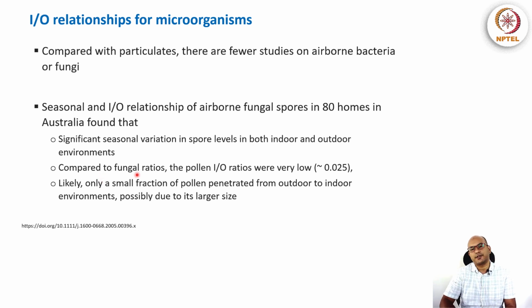Compared to fungal I by O ratios, the pollen I by O ratios were very low, almost 0.025. So we have less pollen indoors compared to outdoors, almost negligible, or less than 2% pollen concentration indoors as compared to outdoors. This could be because it is likely that a small fraction of pollen penetrated from outdoor to indoor environment, possibly because the pollens would have been of larger size. So they may have settled down outside itself, and there was less coming inside to the indoor air.